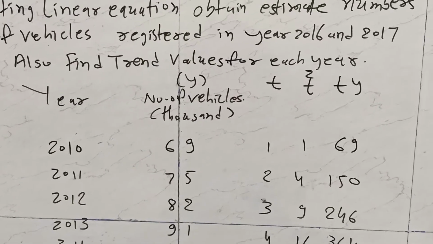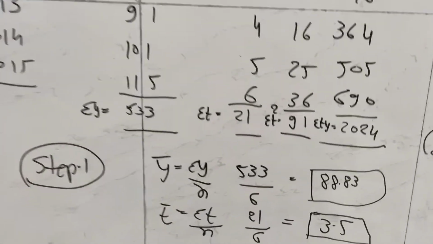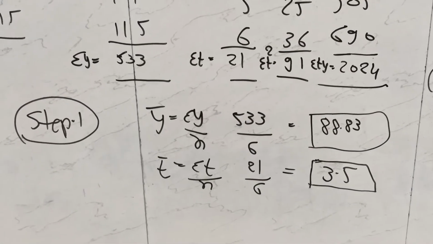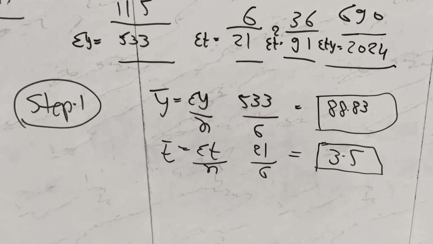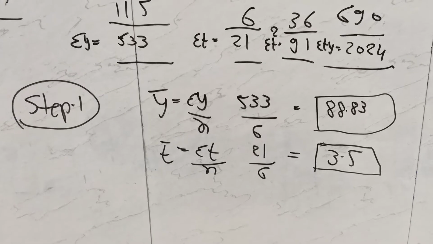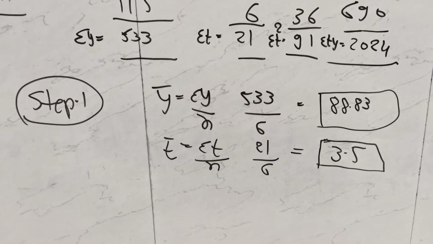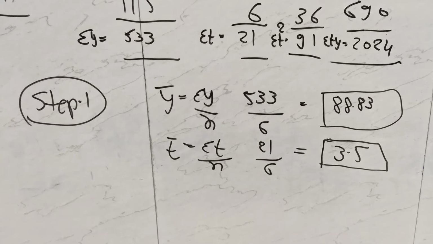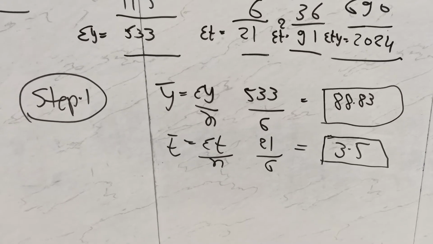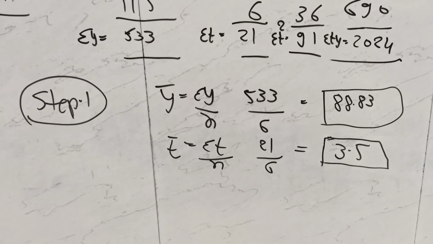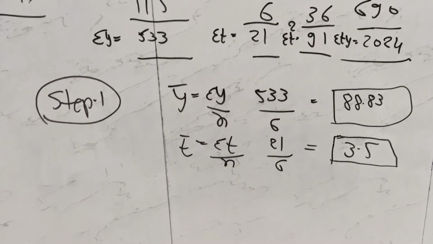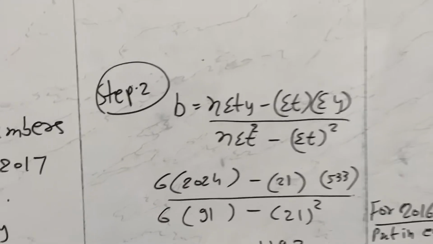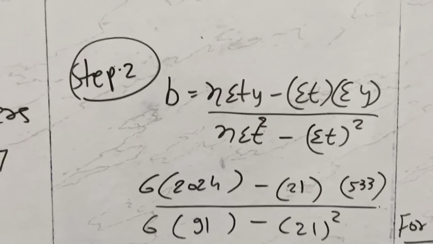After preparing the table in this manner, in step number 1, find the two means, y bar and t bar. Y bar is equal to sigma y upon n, 533 divided by 6 equal to 88.83, and then t bar is equal to sigma t upon n, 21 upon 6 equal to 3.5. This way y bar and t bar are found in step number 1. Then in step number 2, find the two constant values b and a.